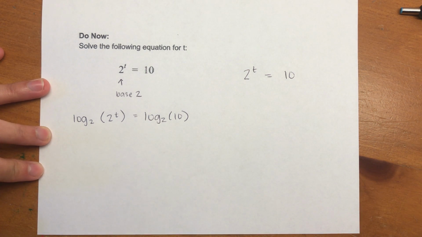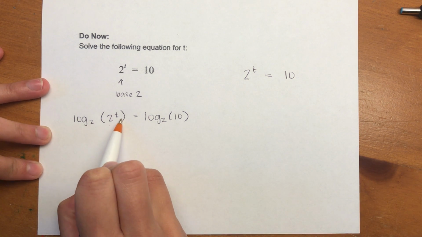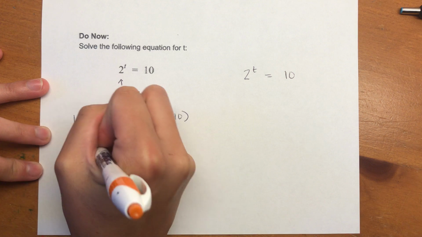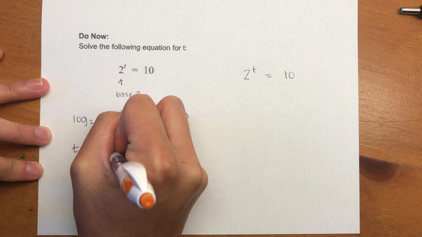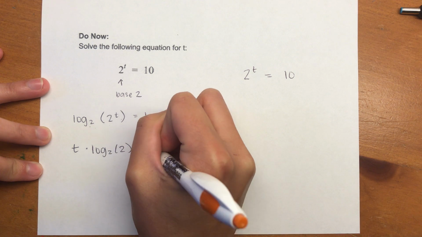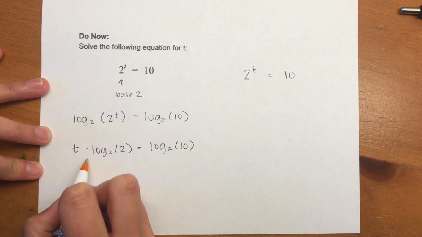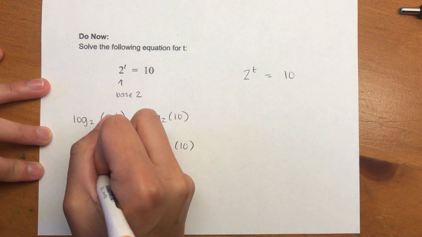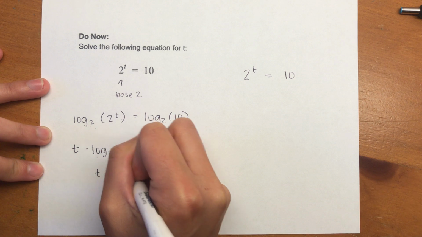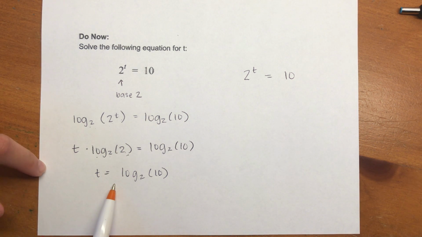And then in this case, when we take the log base 2 of 2 to the t, our t comes to the front and the log base 2 of 2 remains. If we rewrite this like this, and then log base 2 of 2, 2 to what power equals 2, is just 1. So we get t equals the log base 2 of 10. And this is totally fine.